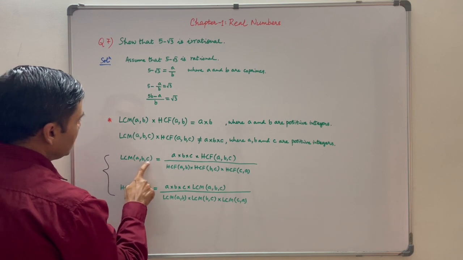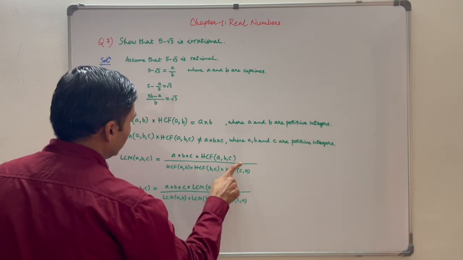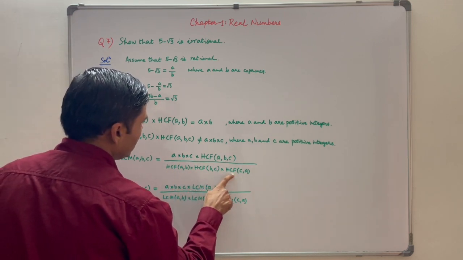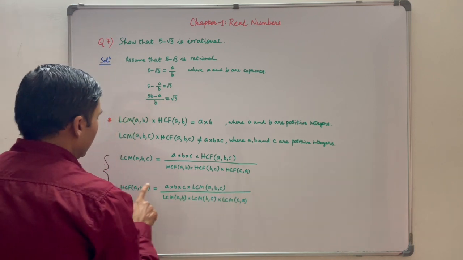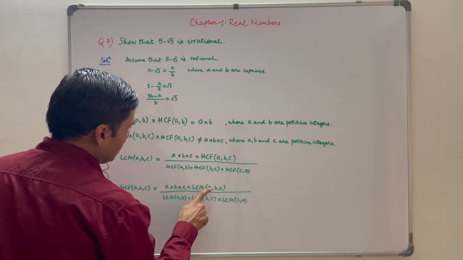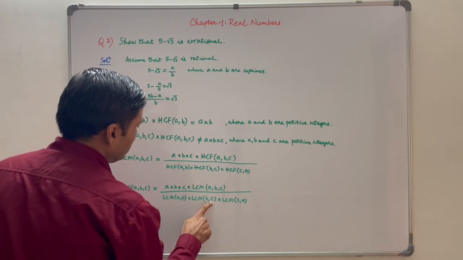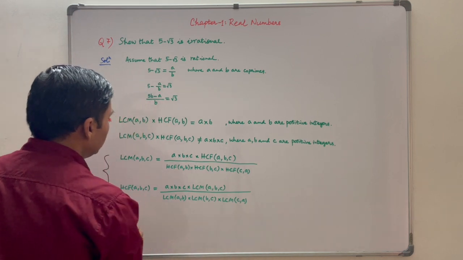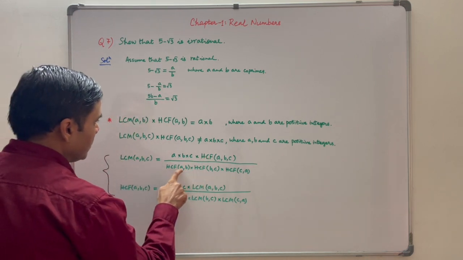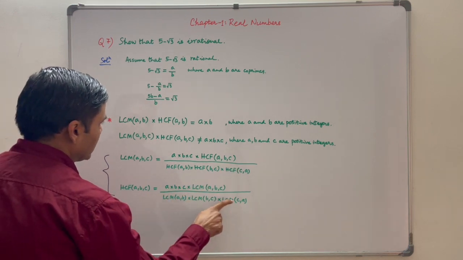LCM of A, B, C is equal to A B C into HCF of A, B, C upon HCF of AB into HCF of BC into HCF of CA. And HCF of A, B, C is equal to A B C into LCM of A, B, C upon LCM of AB into LCM of BC into LCM of CA. This is easy to remember, as when LCM is there, HCF will come into picture. When HCF is there, LCM will come into picture.